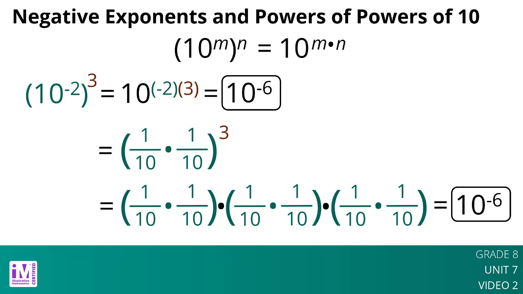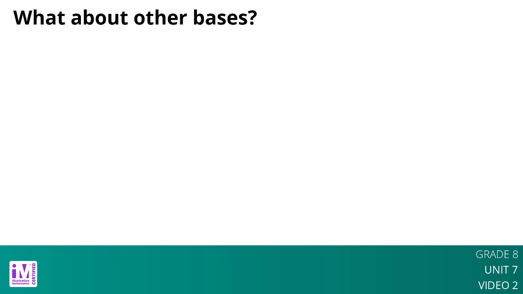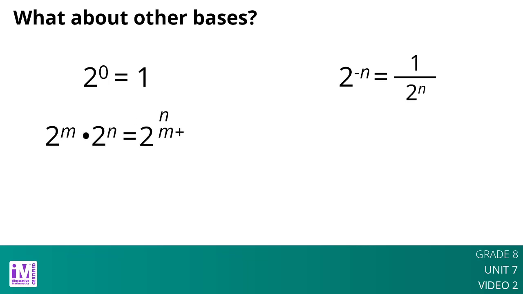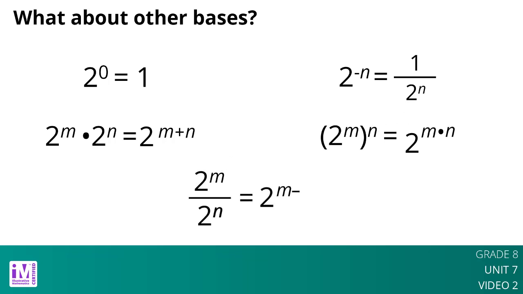decimal number system. But the exponent rules that we developed for 10 also work for other bases. For example, if 2 to the 0 power equals 1, and 2 to the negative nth power equals 1 over 2 to the nth power, then these equations are true for any exponents m and n. These rules also work for powers of numbers less than 1.